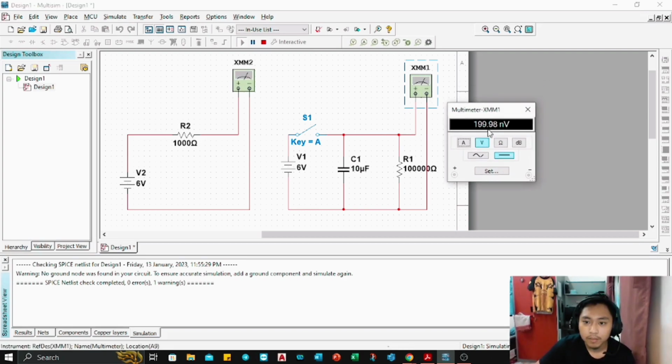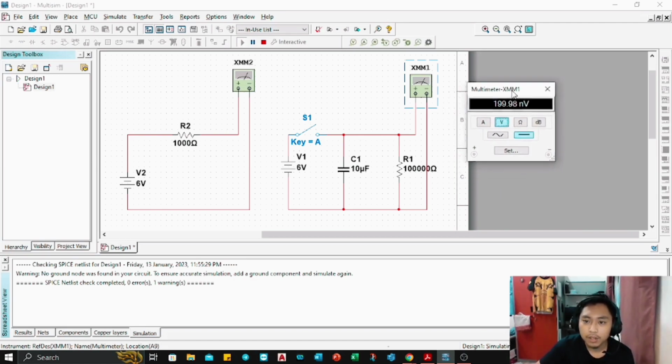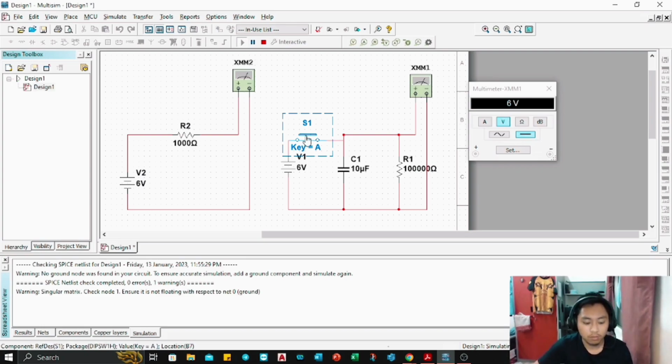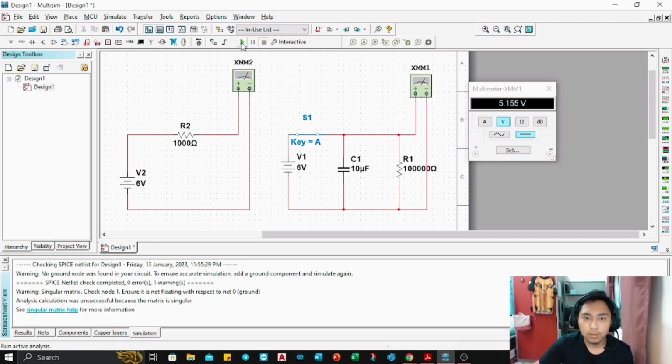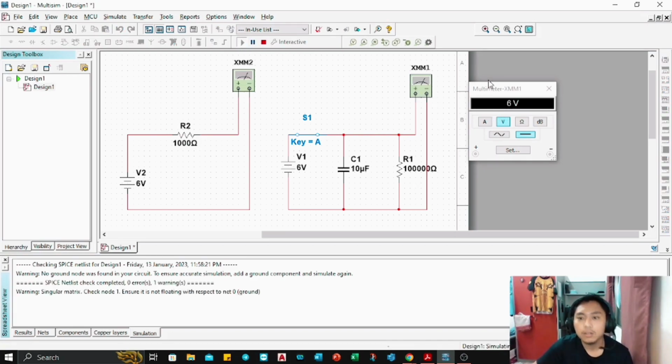Okay, first, set it to voltage. The circuit is now an open circuit, and now I will close it. Okay, like this. We see that the voltage across this capacitance is now 6 volts.